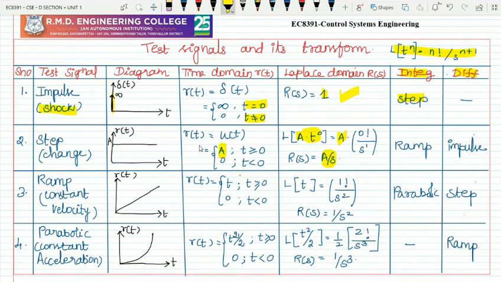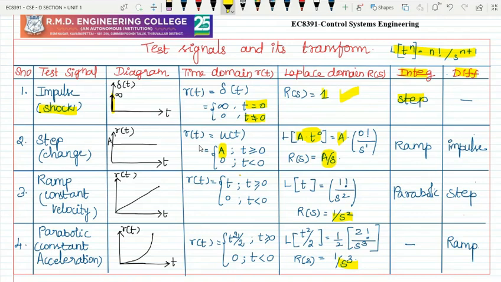See here, it is 1, then 1 by s, then 1 by s square, and it keeps going to 1 by s cube as we keep integrating. So integration of impulse is step, integration of step is ramp, and integration of ramp is parabolic. Then the reverse thing: when we come back, we get the differentiation concepts.